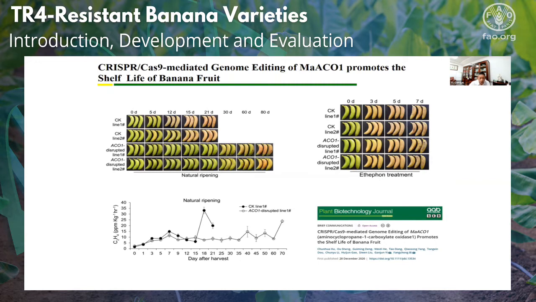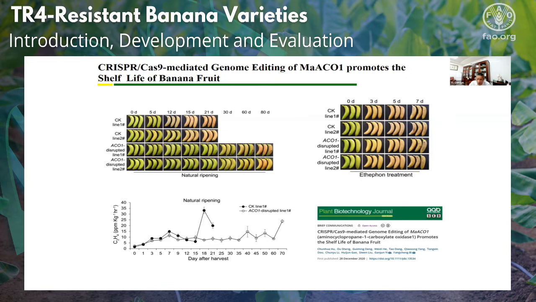Not only for resistant cultivar breeding, recently we have some very useful research work on CRISPR-Cas9 mediated genome editing of SCO1. This is promoting the shelf life of bananas. We edited the SCO1 gene, and this is the CK, the Cavendish banana. You look here, at room temperature of 22 degrees, the shelf life of the CK is 21 days. After gene editing, the shelf life of the banana can reach up to 80 days, also at room temperature of 22 degrees.